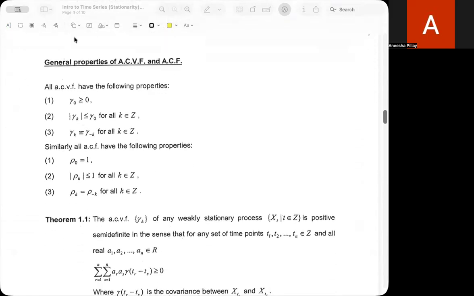These are all general properties, something that we will be learning how to use in later chapters. The first one is gamma null is greater than or equal to 0, and then the absolute value of gamma K is less than or equal to gamma null. And then gamma K is equal to gamma negative K, which means that lag 1 is equivalent to negative 1.